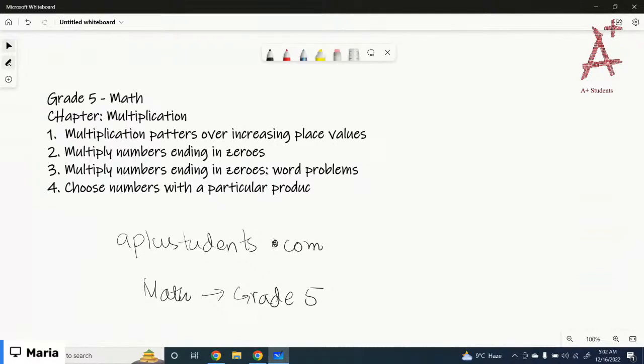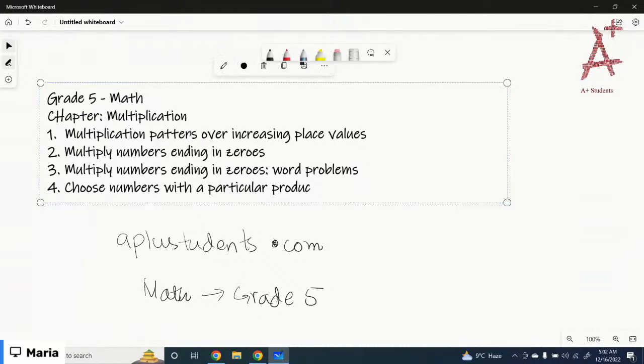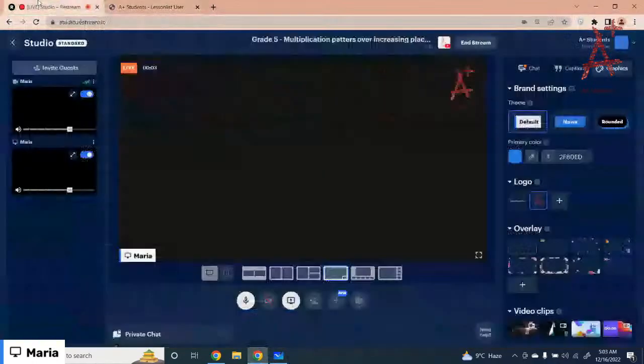So here is the list of the chapters we're going to cover today. They are multiplication patterns over increasing place values, multiply numbers ending in zeros, then multiply numbers ending in zeros word problems, and then choose numbers with a particular product. So let's just start with the first lesson, that is multiplication patterns over increasing place values. Got it?